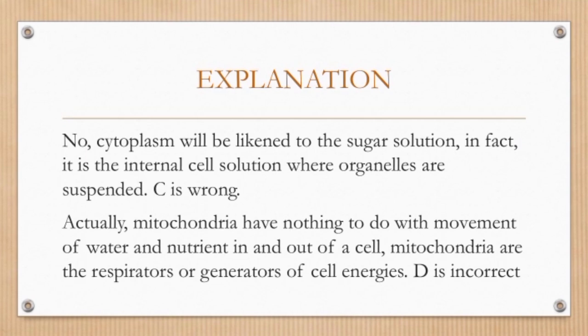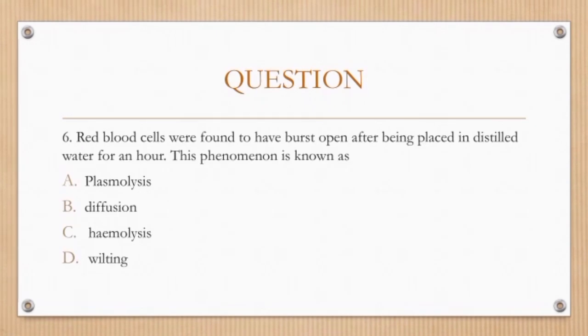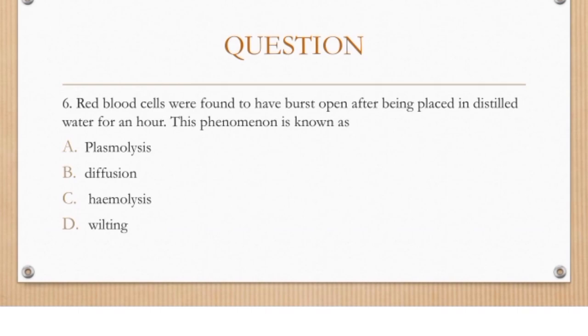So let's see the next question now, which is question number 6. Red blood cells were found to have burst open after being placed in distilled water for an hour. That phenomenon is known as what? When red blood cells are placed in distilled water, after some hours you find that the red blood cell absorbed more water and bursts. The options are A, plasmolysis, B, diffusion, C, hemolysis, and D, wetting. So what is the answer? The answer is hemolysis.